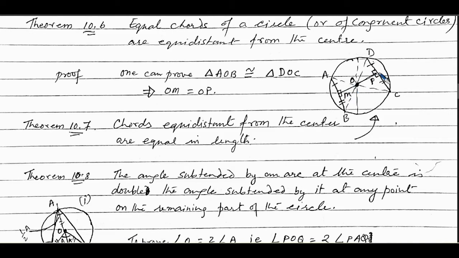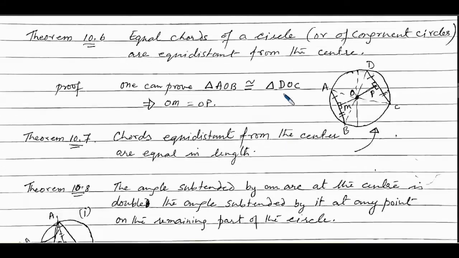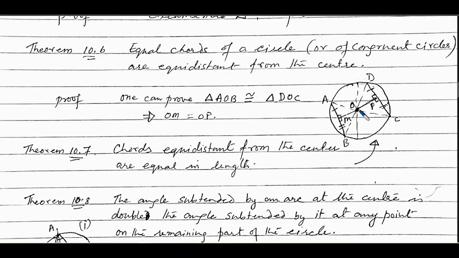So once they are congruent, the height of the triangle has to be the same. Okay, these are very simple. I am not writing all the steps because these are so obvious. So you please write it yourself.